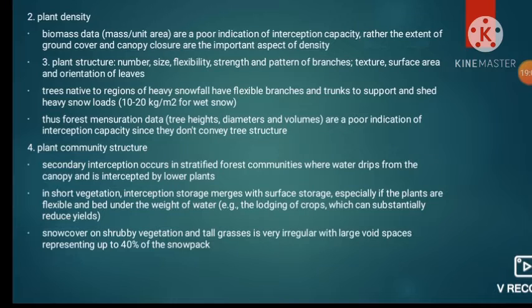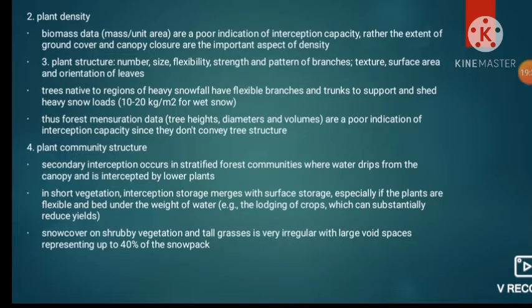Secondary interception occurs in stratified forest communities, where water drips from the canopy and is intercepted by lower plants. In short vegetation, interception storage merges with surface storage, especially if the plants are flexible and bend under the weight of water. Lodging of crops can substantially reduce yields. Snow cover on scrubby vegetation and tall grasses is very irregular, with large void spaces representing up to 40% of the snowpack.